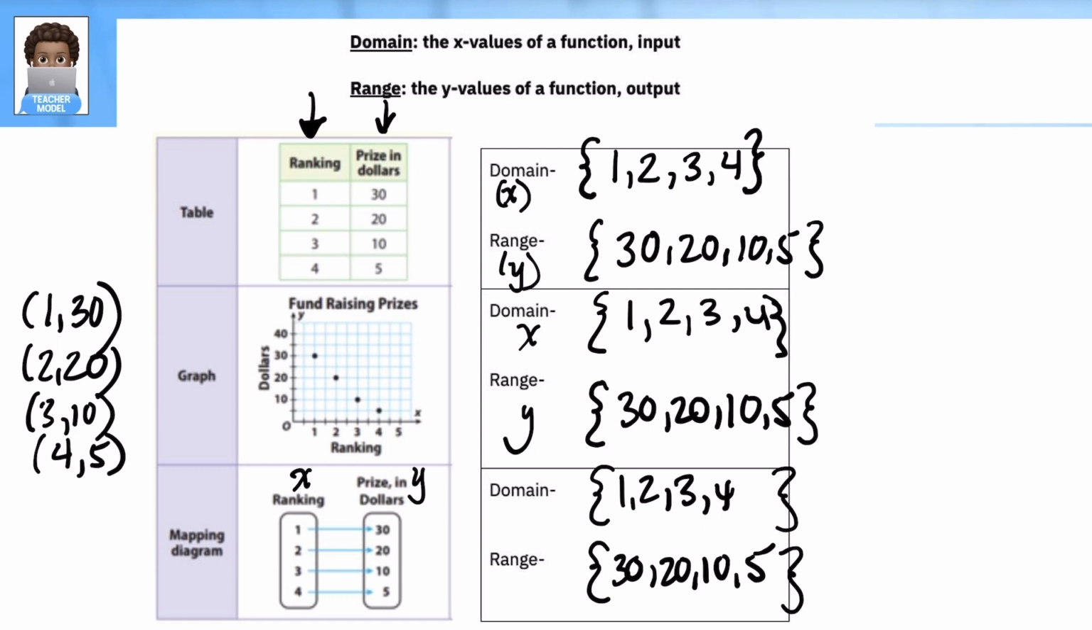These are all the same domain and range, but I wanted you to recognize all the different ways they can be represented. My relations can be in a table, they can be points on a graph, or they can be a mapping diagram. But now you know how to identify and list those points. Hit pause and jot this down.